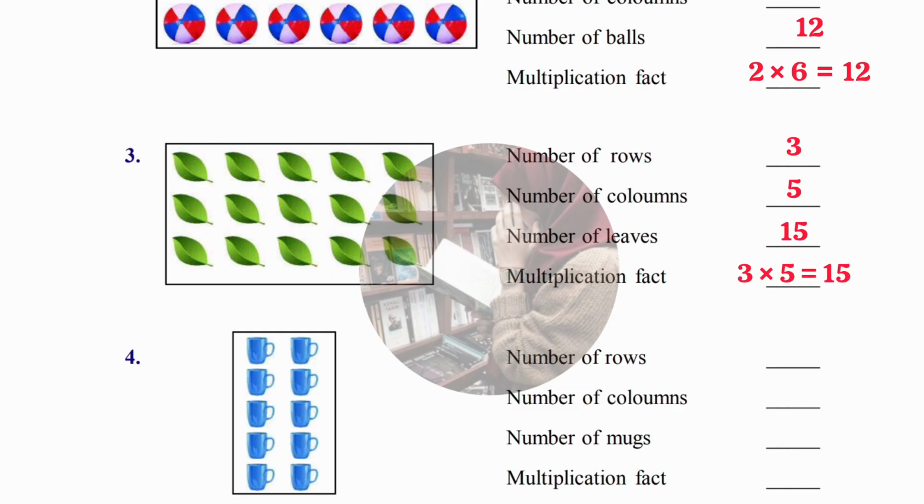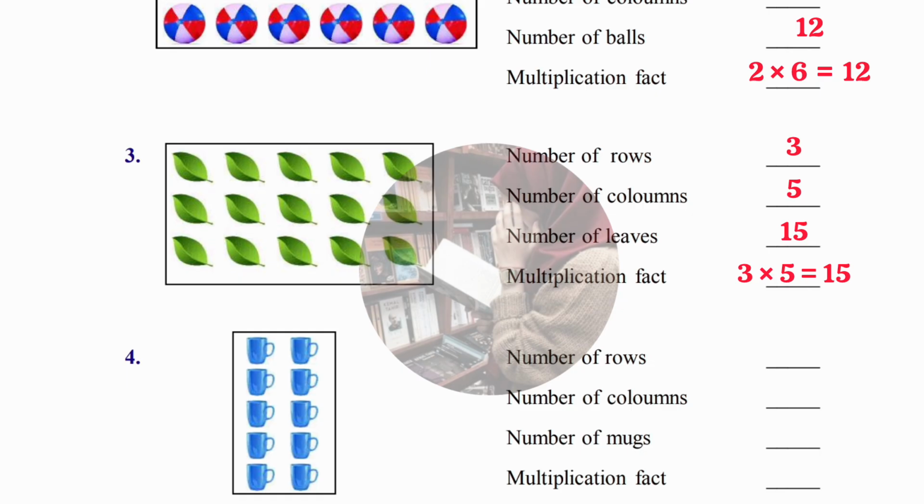Number of rows equal to 3. Number of columns equal to 5. 1, 2, 3, 4, 5. So number of leaves. How many leaves are there in total? Total we have just counted 15 leaves. Now we have to write down the multiplication fact. Means rows into columns. 3 multiplied by 5 equal to 15.